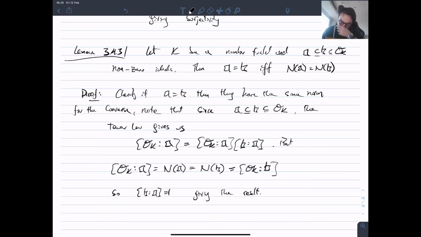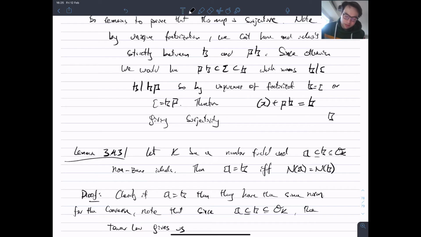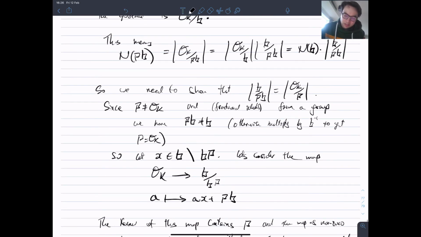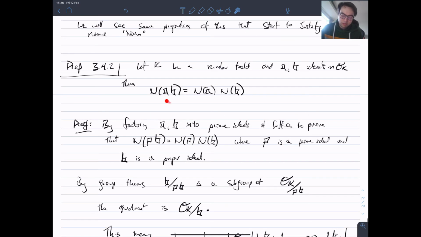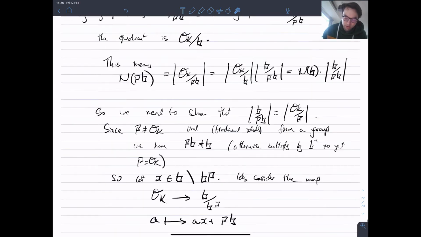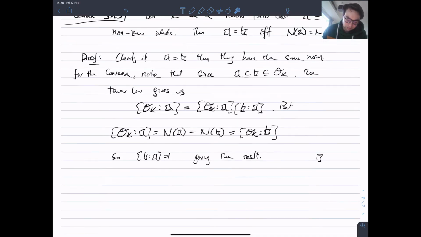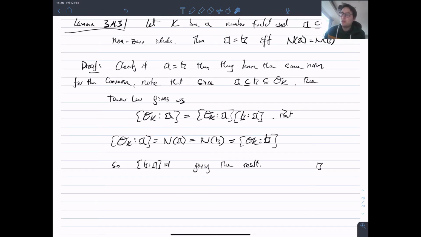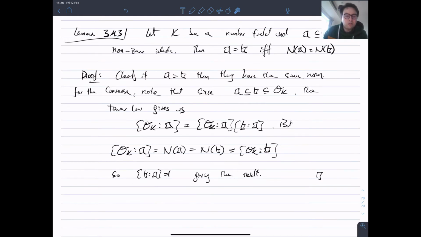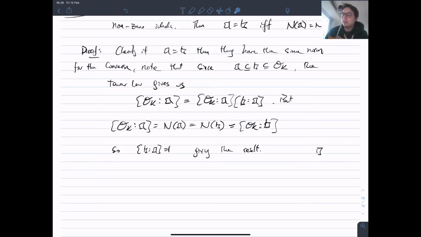Cool. So we couldn't quite use this Tower law thing before for proving the size of these ideals, because in the previous theorem, for proving this size, we didn't have containment of these ideals, so it didn't quite work. But anyway, great. So if we have one ideal containing the other, we want to figure out if they're the same or not, then they have to have the same norm. This is a nice little lemma to have.